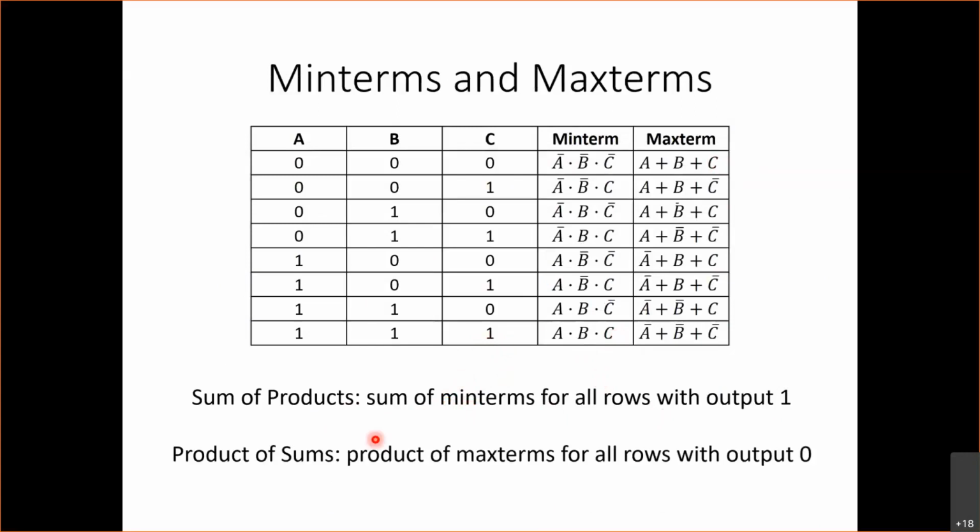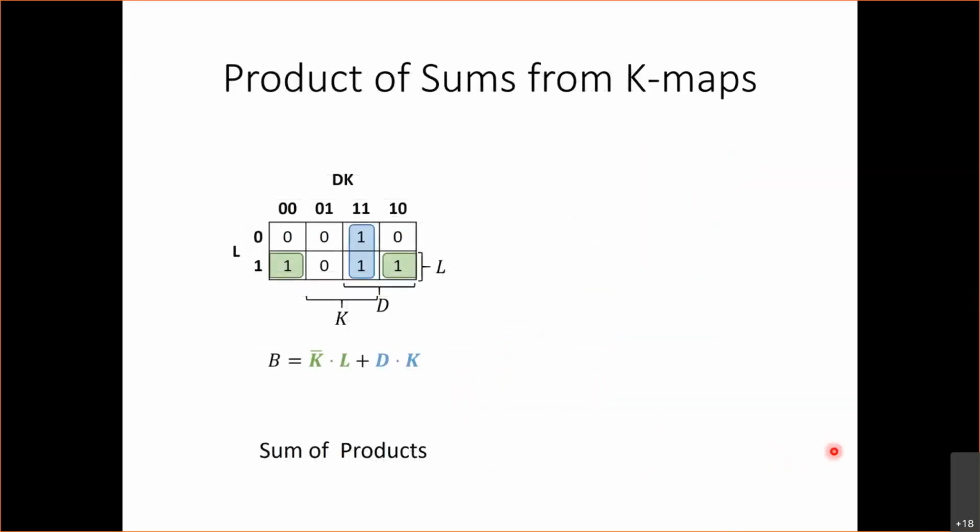And a product of sums is just going to be the product of the max terms where all the rows are 0, or all the rows that have output 0. Okay, so this is how we can extract a non-simplified product of sums from the truth table. Now let's look at Karnaugh maps. So let's see how we can use a Karnaugh map in order for us to extract a product of sums.